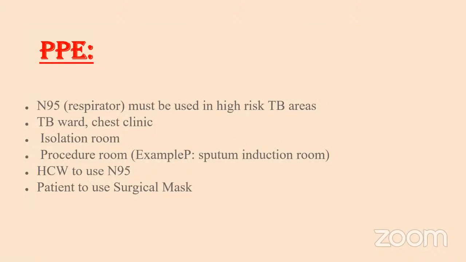Now, coming towards the PPE, they should use N95 masks, which are for the high-risk TB areas, such as the TB ward, chest clinic, and isolation rooms, as Borki explained earlier, where special care should be taken, like for COVID. Also the procedure room, for example where sputum induction is done. Then healthcare workers should also use N95 masks, and the patient himself should use a surgical mask.